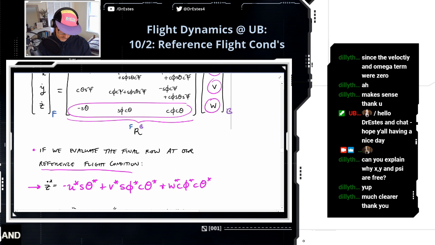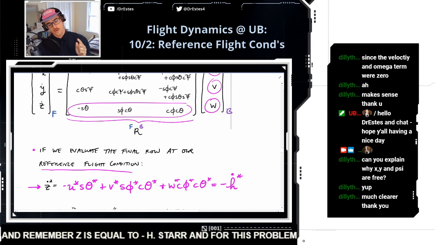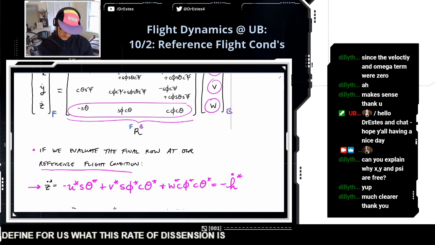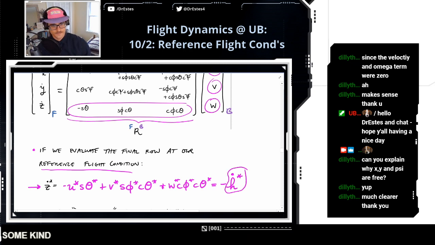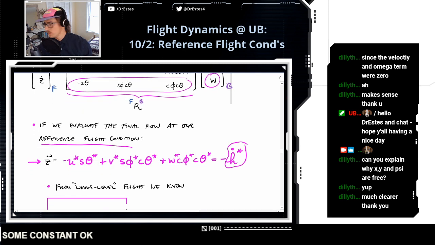And remember, Z is equal to minus H dot star. And for this problem, we are assuming that it's defined for us what this rate of descension is. So I know this term. That's some constant.